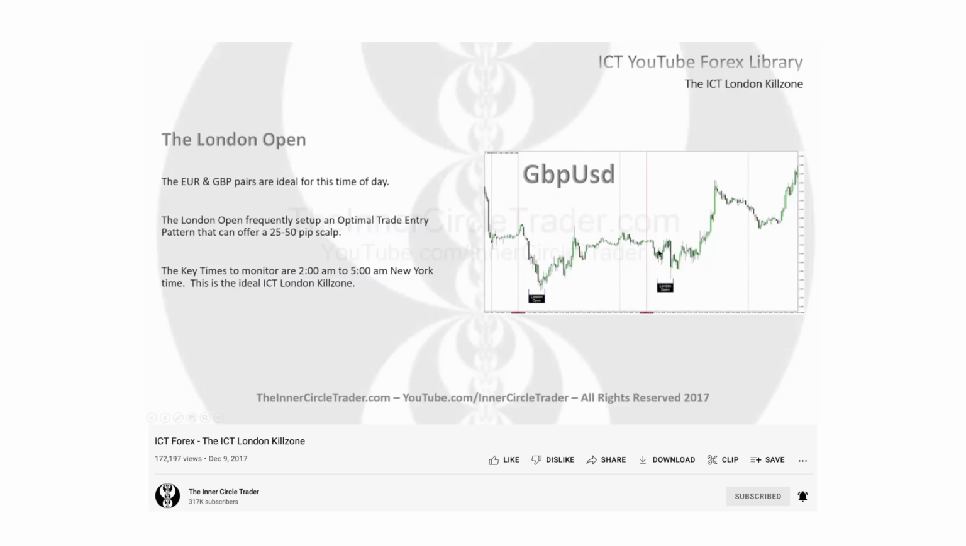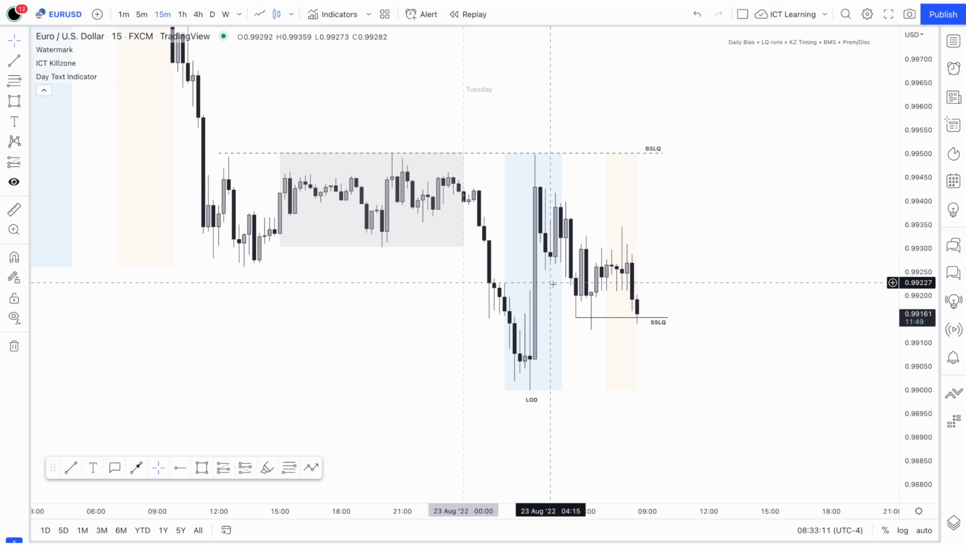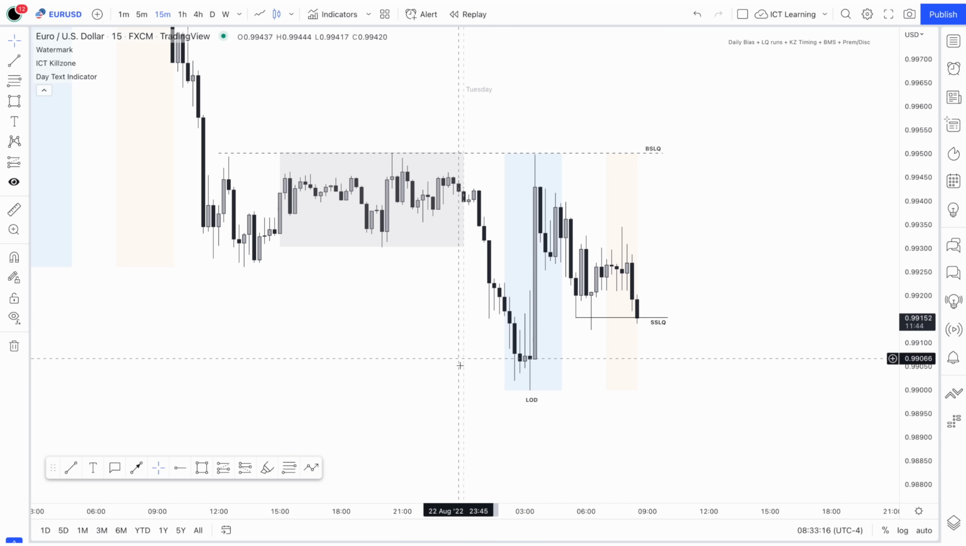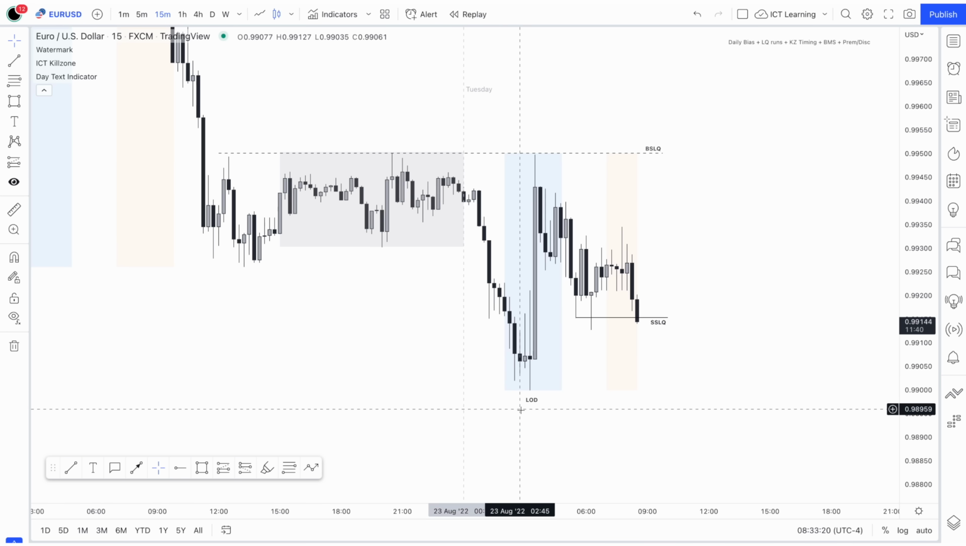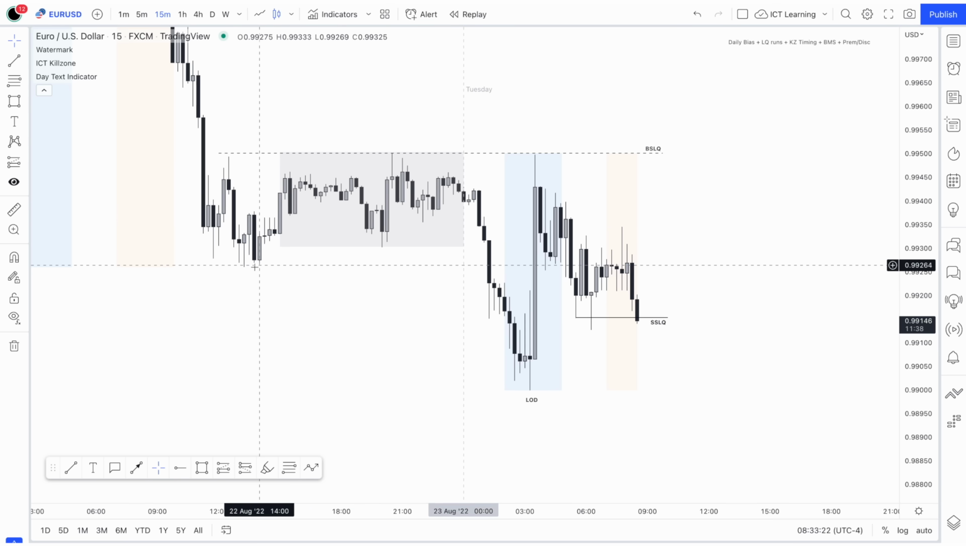Again here, market trades down after midnight New York time, creates the low of the day between 2 o'clock and 5 o'clock in the morning New York time. Low of the day forms, off to the races we go. And why I say that is because we had our protraction move here. This is manipulation. You can see that we came out of Asian range to the downside, exploded back to the upside, grabbing all the sell side liquidity resting below here.